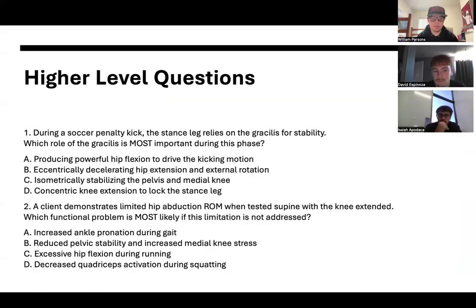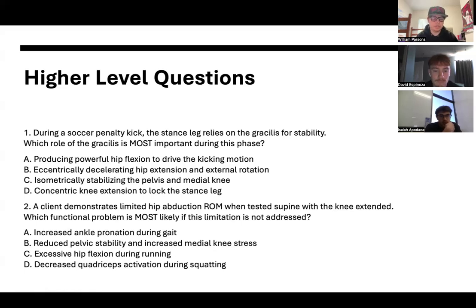A, producing powerful hip flexion to drive the kicking motion. B, eccentrically decelerating hip extension and external rotation. C, isometrically stabilizing the pelvis and medial knee. Or D, concentric knee extension to lock the stance leg.